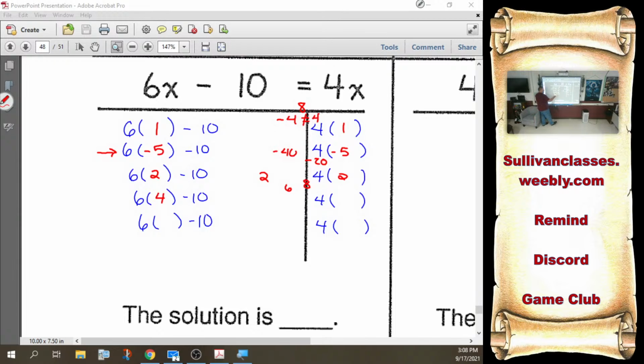Try 4. 24 minus 10 is 14. 4 times 4 is 16. Oh, so close. Try 5. 30 minus 10 is 20. 4 times 5 is 20. Yeah. I got that on the first try. Okay, sometimes we just get it.